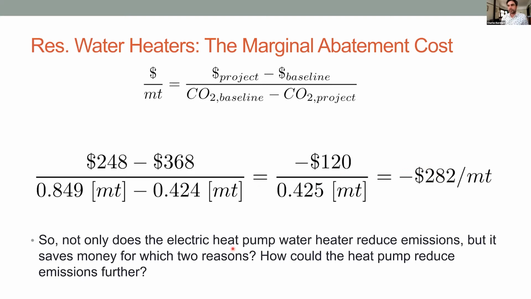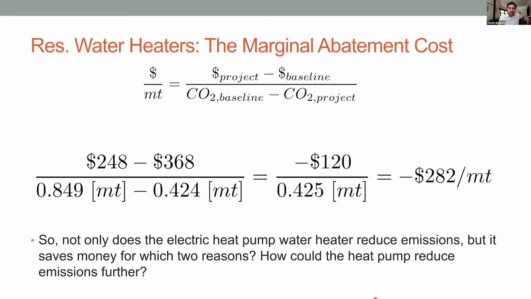All right, so not only does the electric heat pump water heater reduce emissions, but it saves money for which 2 reasons? What are the 2 reasons the heat pump saves money in carbon? Is it more energy efficient? Yep, that's the most obvious one. Someone in the chat says it lasts longer. Lasts longer. Oh, that's a 3rd reason actually.